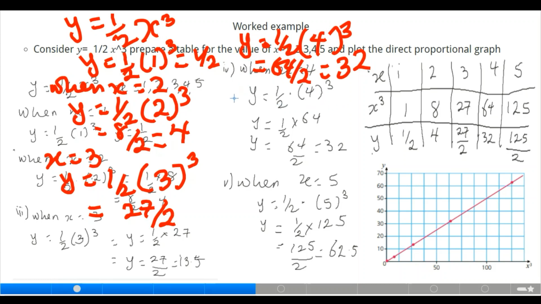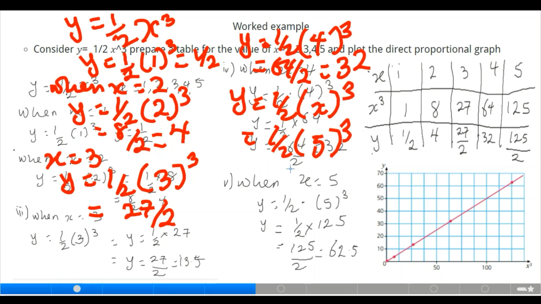Now the last one, when x is 5, y is what? So y equals 1 over 2, x raised to power 3. So we have 1 over 2, 5 raised to power 3. What is 5 raised to power 3? That is 5 times 5 times 5. That is 125. So we have 125 times half will give us 125 over 2. So when x is 5, y is 125 over 2.